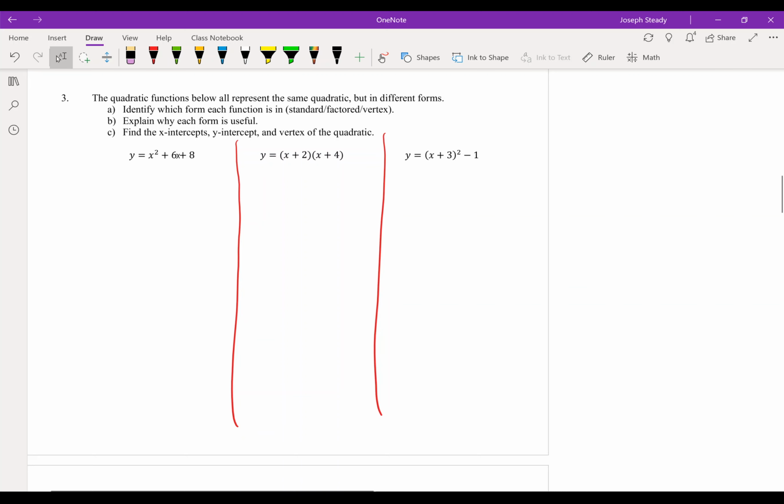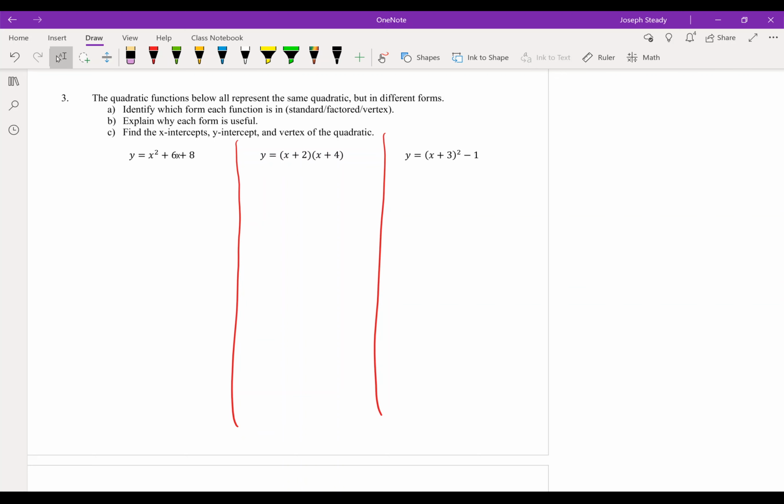In problem 3, we are given 3 quadratic functions that actually all represent the same exact quadratic. They're just written in different forms. So in other words, if we graphed these, they would all give us the same exact graph. Now the first part of the problem asks us to identify which form is which.